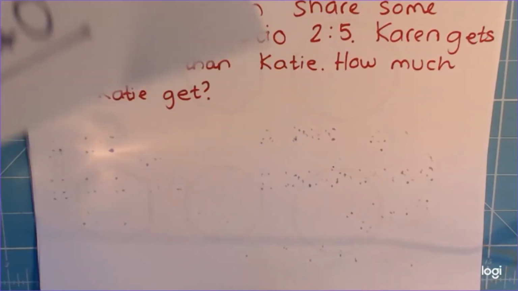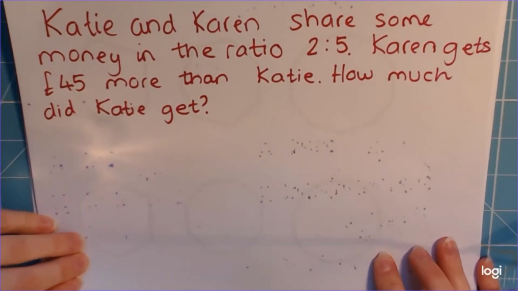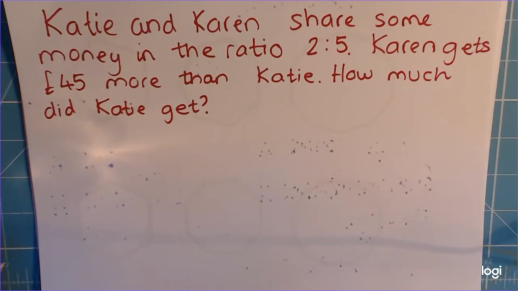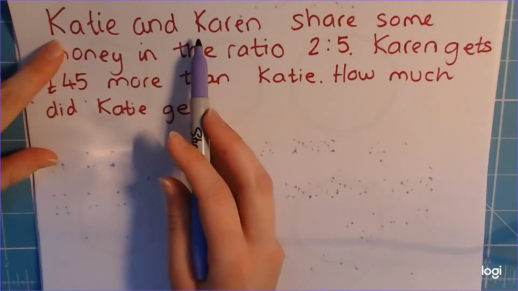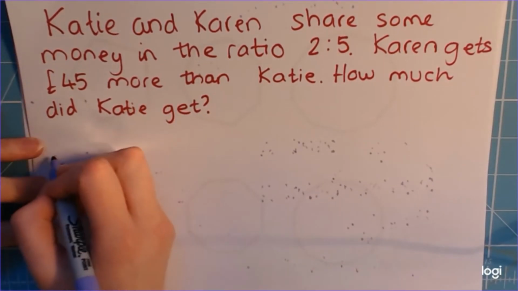Oh dear, I've just drawn all over it. Hopefully we can still see it, the pen's gone through. So Katie and Karen share some money in the ratio 2 to 5. Karen gets £45 more than Katie. How much did Katie get? Now I've just realised I've chosen the names rather poorly because they both begin with a K-A even. So we're going to have to write out their full names for this one.